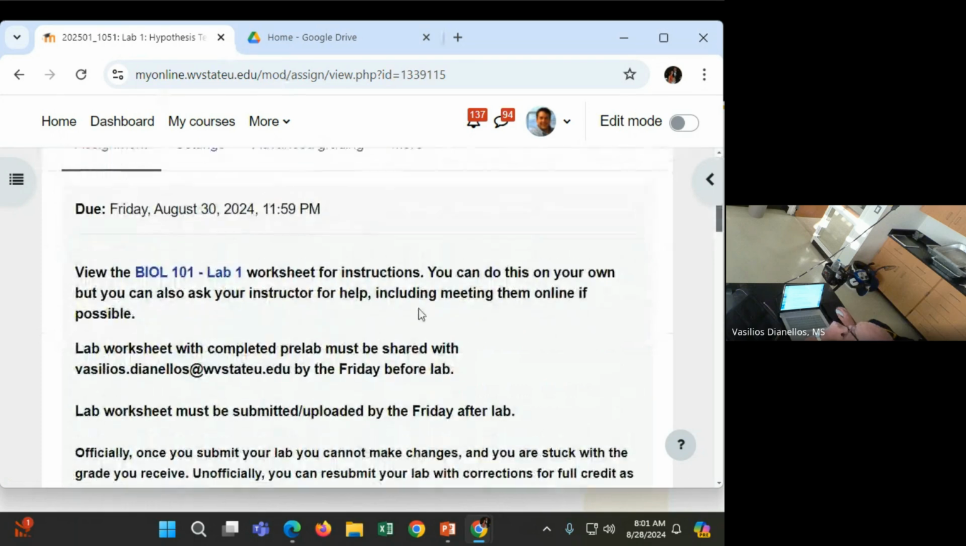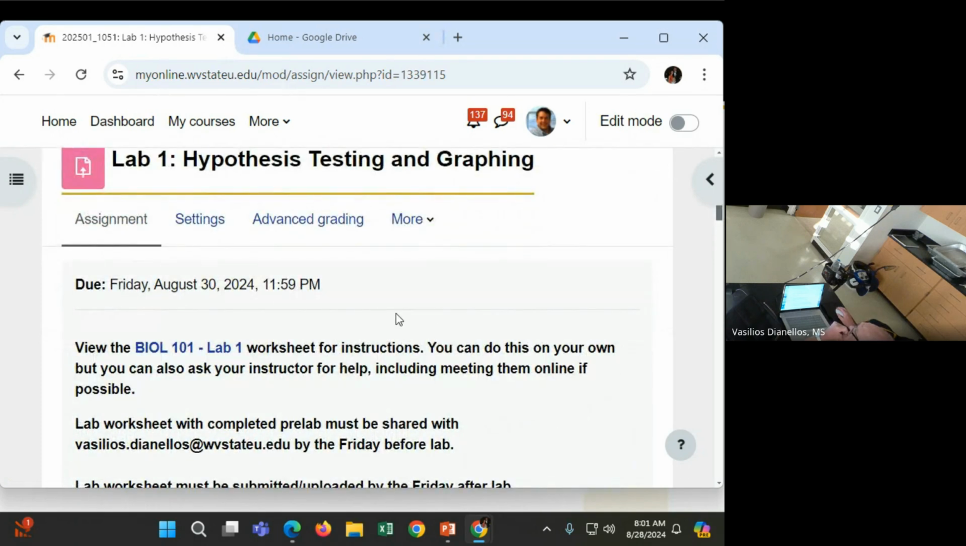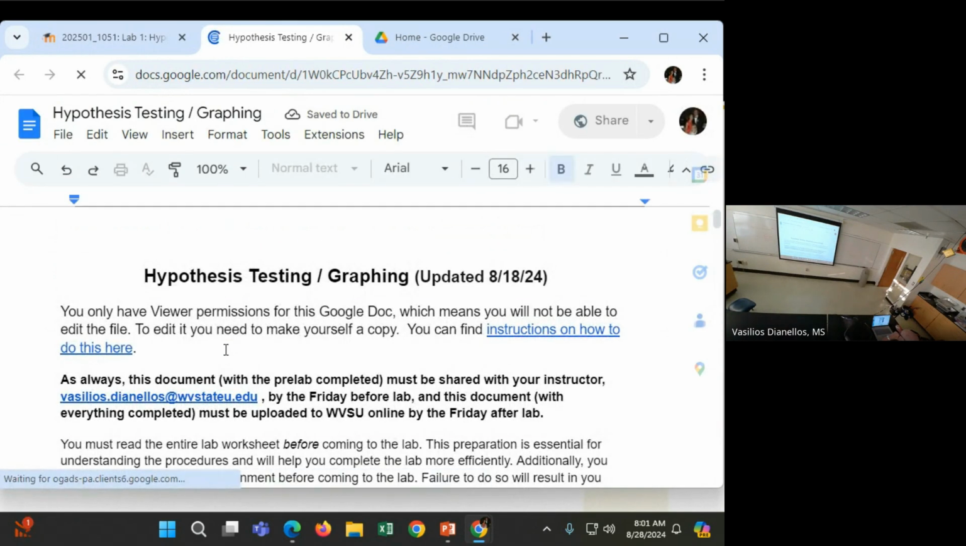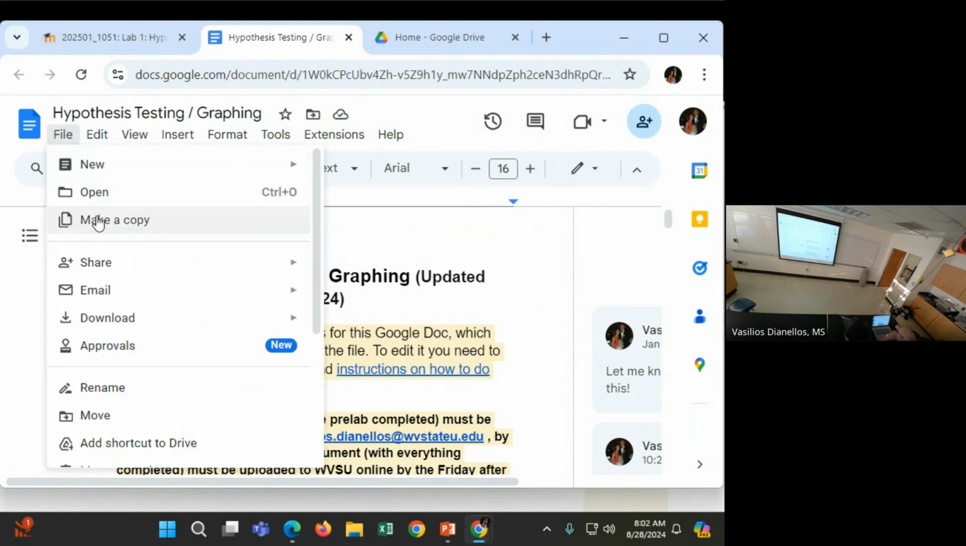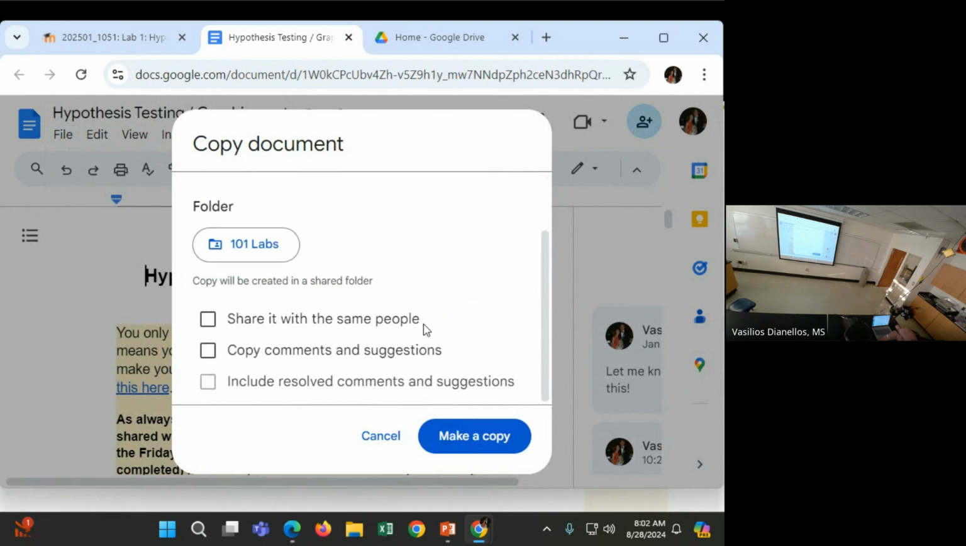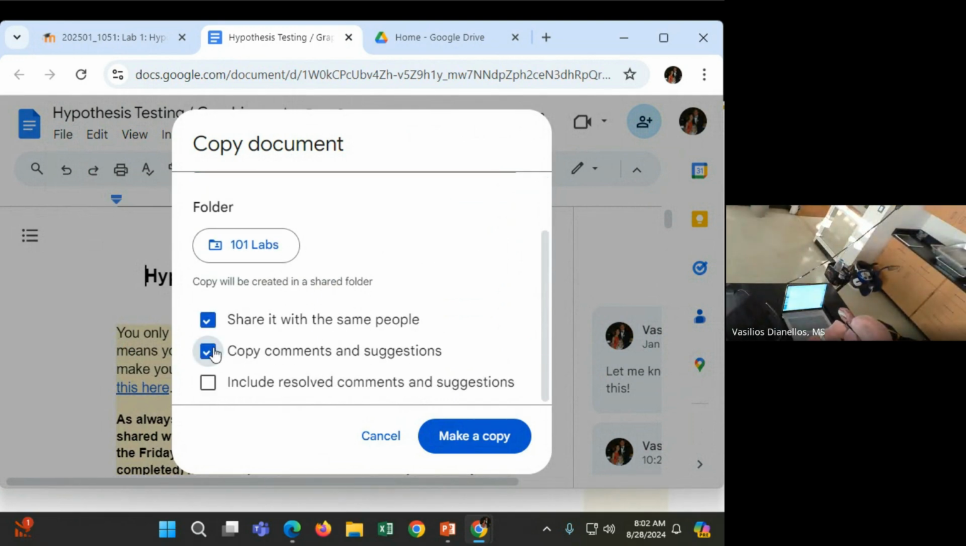So here's the lab online. You need to open up the worksheet, so you just click that link and it pops up. This is the master copy. You don't have access to the copy. Don't go up there where it says request access. This is the master copy. So go over here, File, make yourself a copy. You're definitely going to want to copy the comments and suggestions. Make a copy.